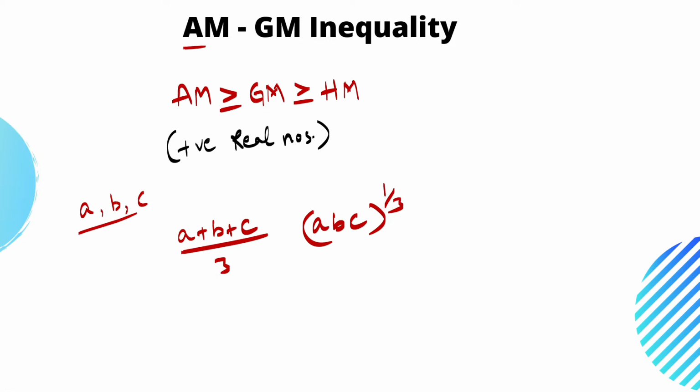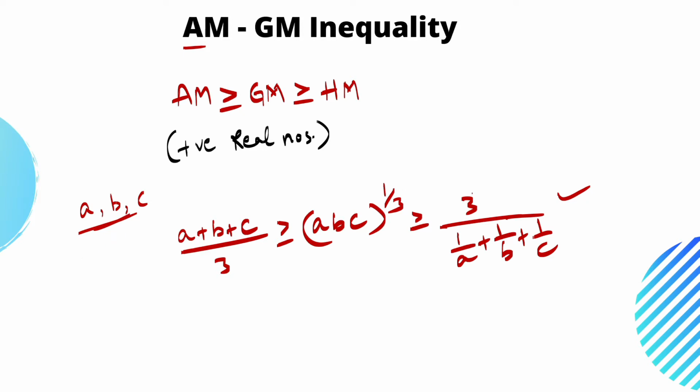How can we calculate the harmonic mean? Well, it is the reciprocal. So 3, because there are 3 numbers, divided by (1 by A plus 1 by B plus 1 by C). This is how we calculate AM, GM and harmonic mean HM for 3 numbers. So AM is greater than or equal to GM, GM is greater than or equal to HM. This property is applied to any n numbers. I have just taken 3 numbers to give you an example.